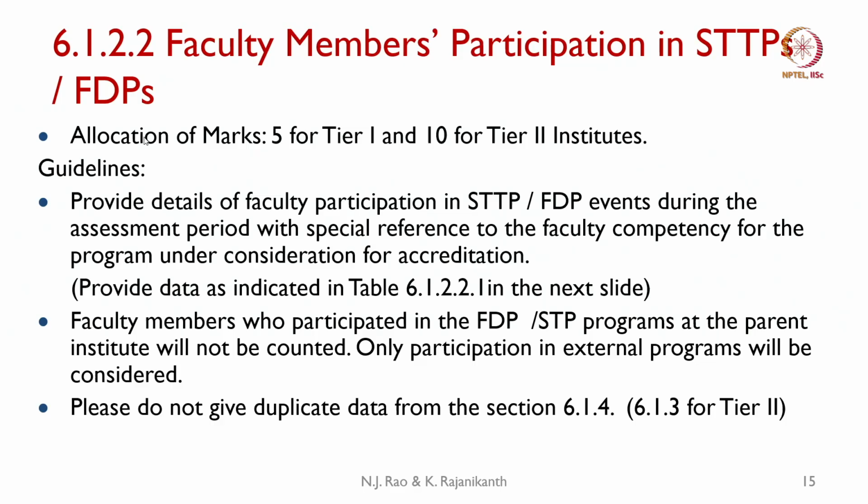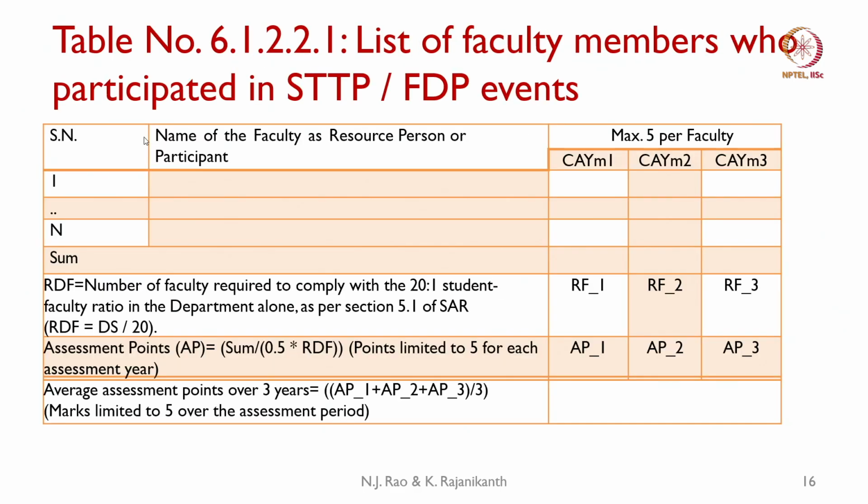So, both are important. The name of the faculty as resource person or participant is taken, and you get a maximum of 5 per faculty. So in total, you get the assessment points as sum divided by 0.5 into RDF, that is the number of faculty required to comply with the 20:1 student ratio.